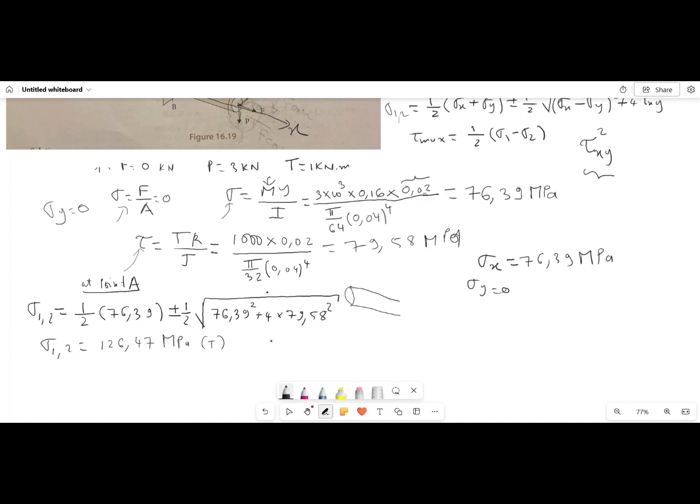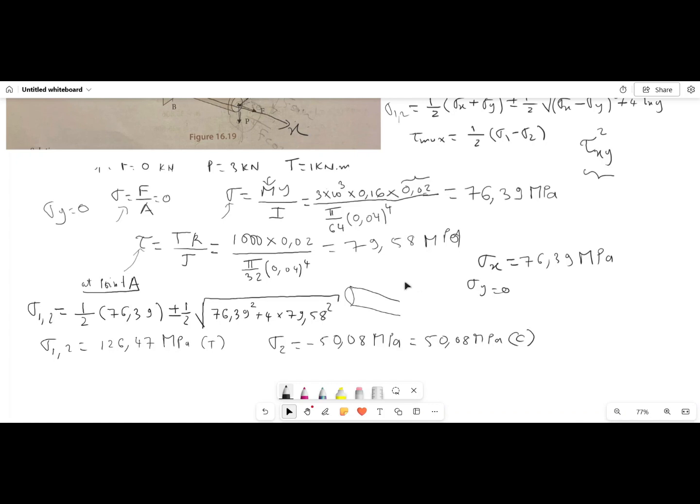The other one, rho 2, is what? With the negative. Let me do it now, sir. It's negative 50,08. Negative 50,08 megapascal. This simply means you can write 50,08 MPa and you put C to show that it's compressive. Both ways is the same thing.